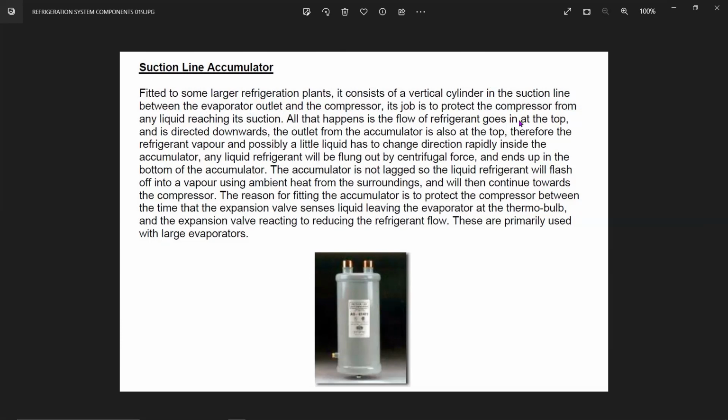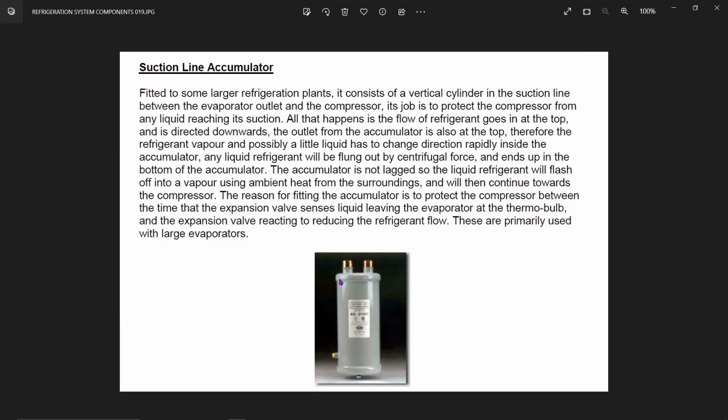ठीक है. Now, therefore, the refrigerant vapor and possibly liquid has to change direction rapidly inside the accumulator, and any liquid refrigerant will be flung out by centrifugal force. जो refrigerant है, तो वो ऐसे जाके जब नीचे आ रहा है, it will be flung out, ठीक है? And ends up in the bottom of the accumulator. मतलब वो जाके यहाँ पे लग जाएगा on the body, and it will fall down. So you don't want any liquid to go ahead, ठीक है? And the accumulator is not lagged, so the refrigerant will flash off into vapor because of ambient heat from the surroundings and will continue towards the compressor.